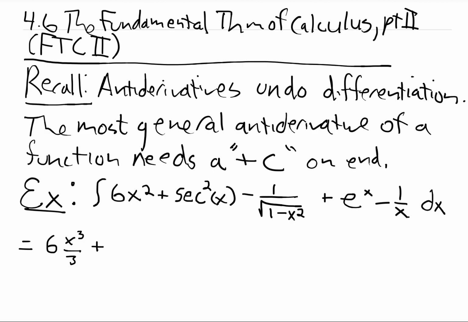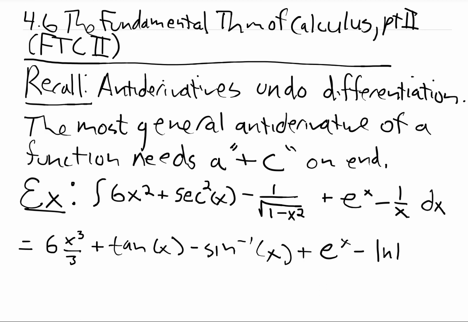I'll move on to my next term. I'm looking for the antiderivative of secant squared. This is a case where the antiderivative is just the reverse of the derivative rule. The thing you derive to get secant squared is the tangent function. For the next couple of these, these are mostly functions that are the reverse of the derivative rule. The thing that you derive to get 1 over root 1 minus x squared is the sine inverse function. The thing that you derive to get e to the x is the exponential function itself. And the thing that you derive to get 1 over x is the natural log function.